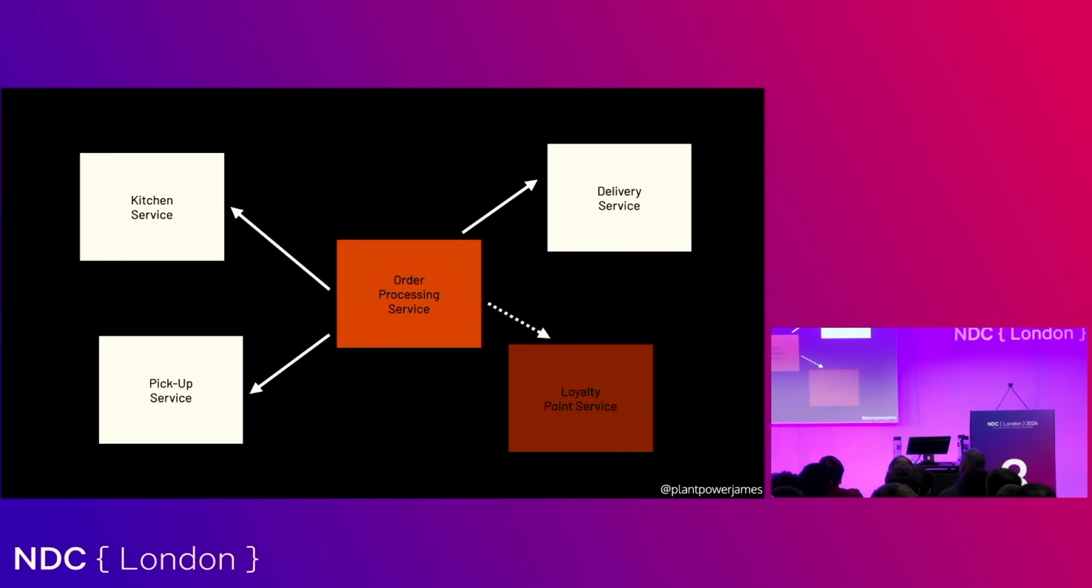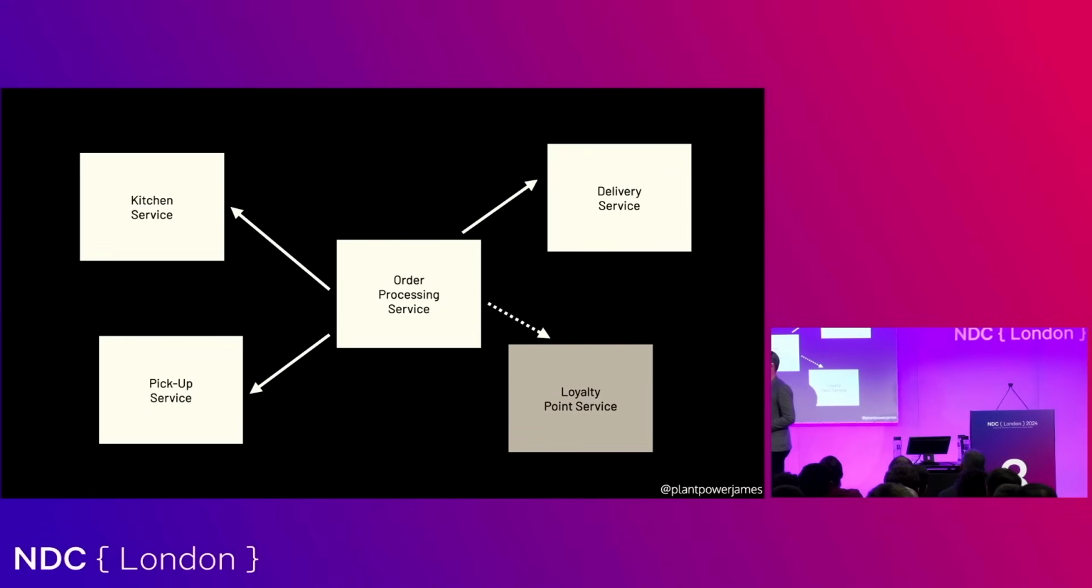And when you think about that, is that really logically the right thing to do? Should the order processing service care about the fact that people are collecting loyalty points? Probably, possibly not. And you can make that same argument for other parts of the system as well. The kitchen service, the pickup service. Should the order processing service actually care that all these things need to happen? In some cases, yes, absolutely. But in not all cases.